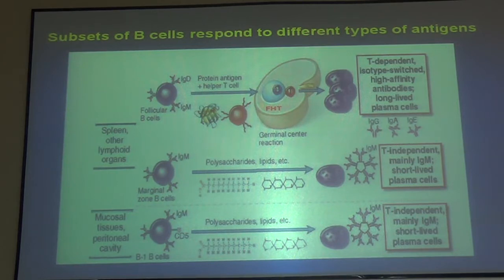The B1 B cells are mainly in the mucosa, and the peritoneal cavity is full of B1 cells, and their function is to recognize polysaccharide and lipid. Like the marginal zone B cells, they produce just IgM, maybe a little bit of IgG, but mainly the antibody is IgM. So the antibody production of these two cells is identical, but the follicular B cells produce mainly other isotypes of the immunoglobulin.